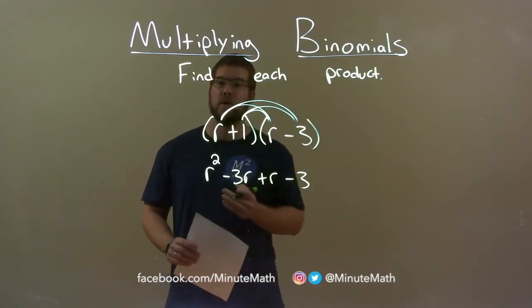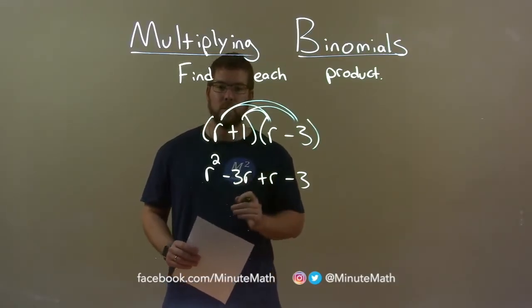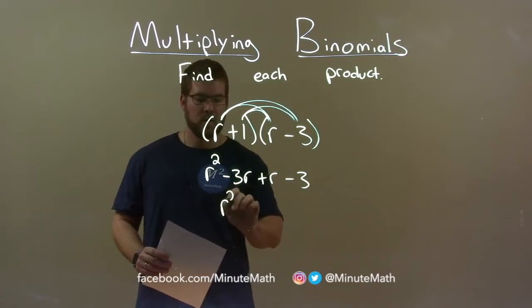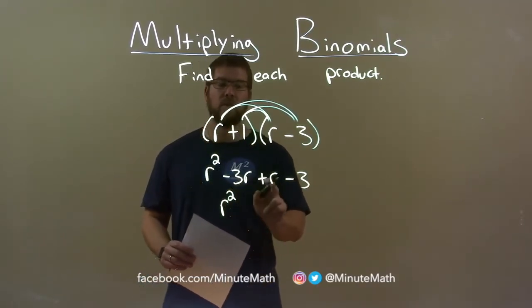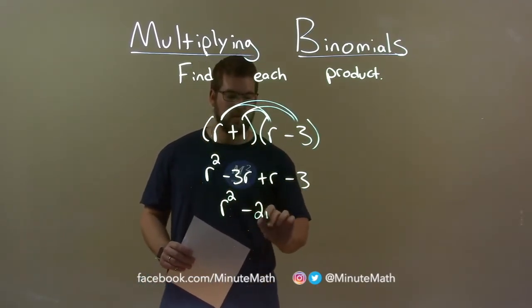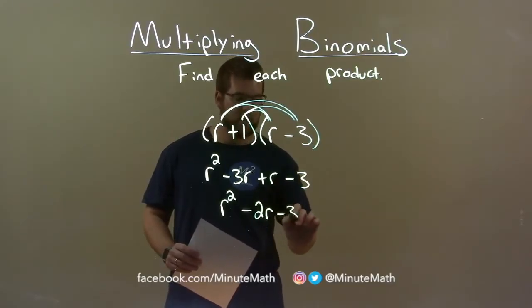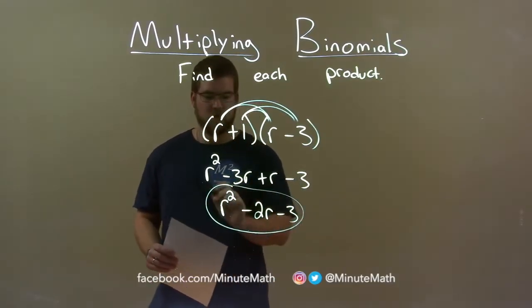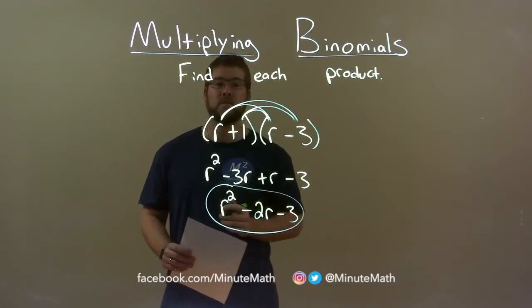Now we want to combine our like terms, which is just the ones in the middle, the r's. So the r squared comes down, and a minus 3r plus 1r is a minus 2r. Bring down the minus 3, and our final answer is r squared minus 2r minus 3.